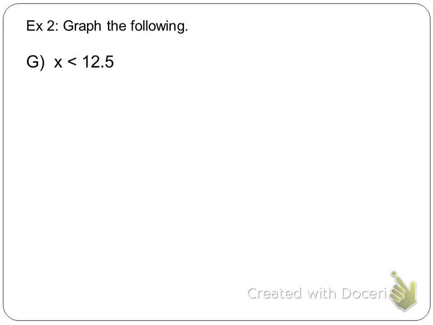All right, G. X is less than 12.5. So, how should I graph this one? 12 and 12.5. It's like a half, right? And then 13. Open or closed? Open. It's not an or equal to. Left or right? Left. Very good.